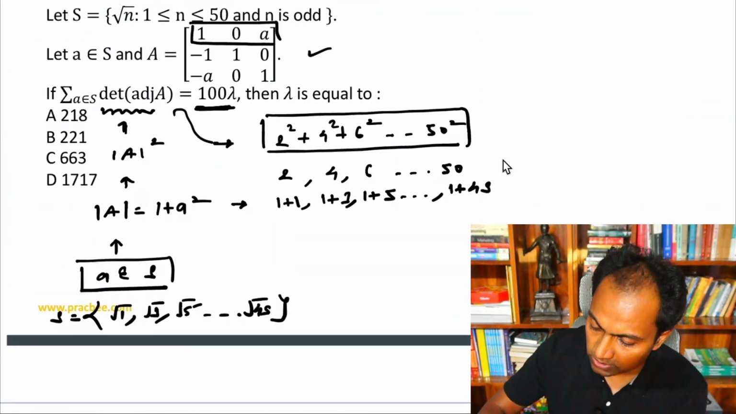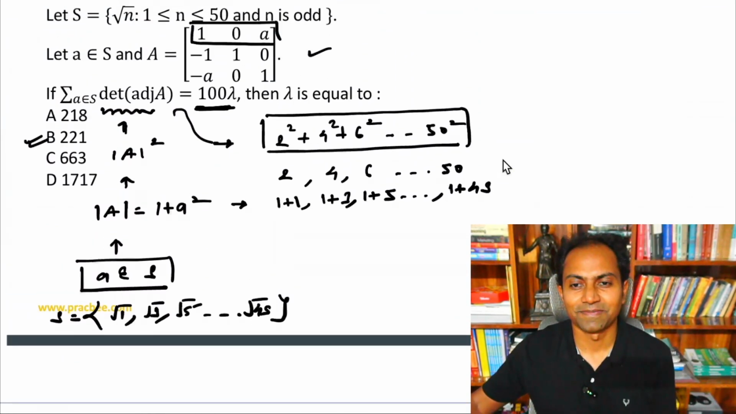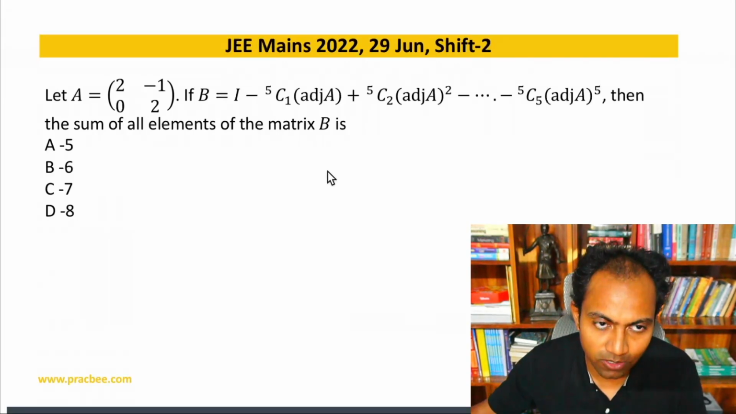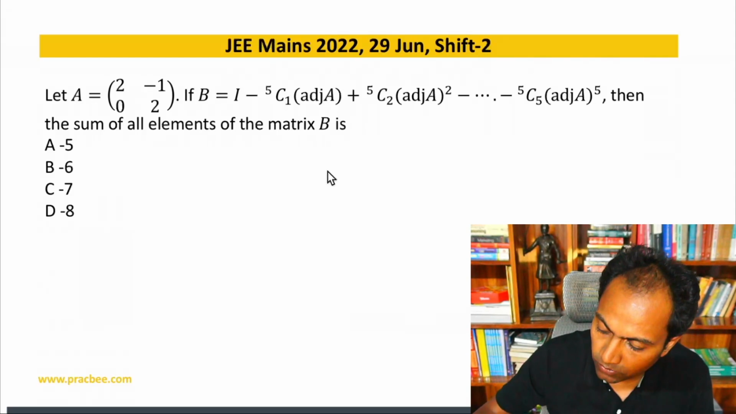So let us check. You can see that B option matches. Now let us look into this next question that combines the idea of binomial expansion along with adjoint. So now what is happening in this question?